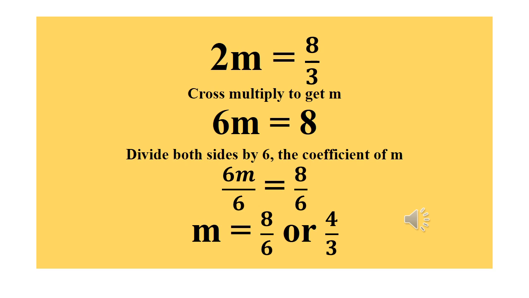Now the coefficient of m here is 6, which we are going to use to divide both sides in order to find our m. So if we divide both sides by 6, we have 6m over 6 equals 8 over 6. Then 6 cancels out 6 at the left side, so we have m equals 8 over 6. We can break it down further. 2 in 8 is 4, 2 in 6 is 3. So we have m equals 4 over 3.